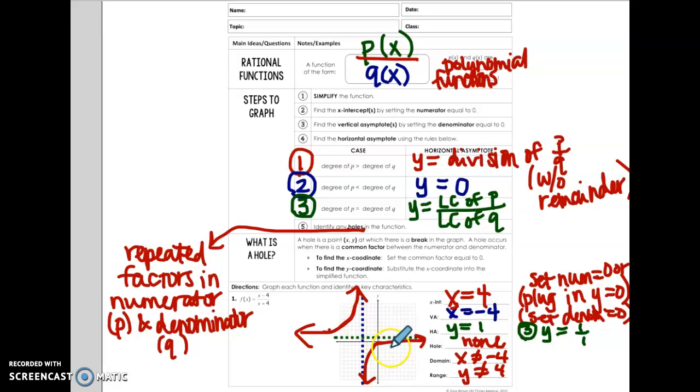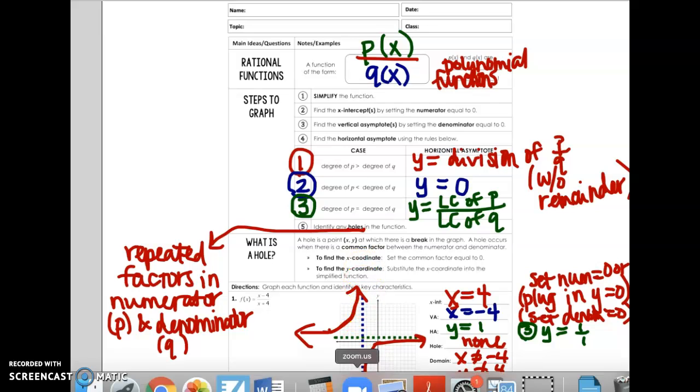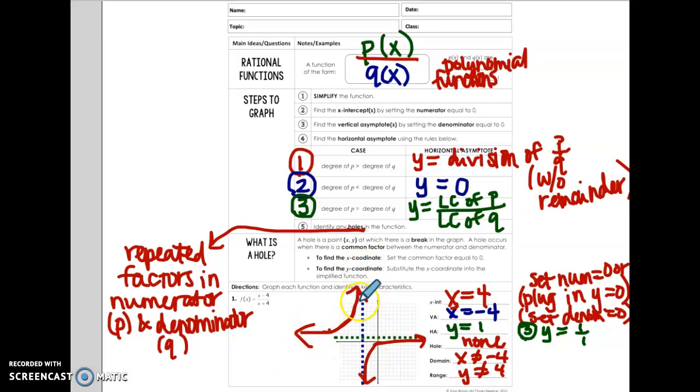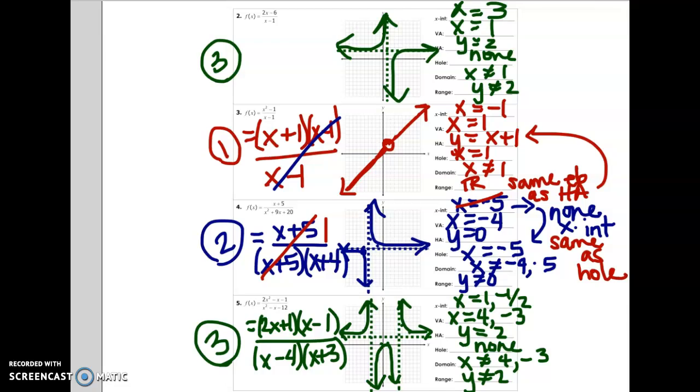Okay, and then you can jump to the calculator, just verify and make sure you're on the right track with what you're thinking about the x-intercept and the vertical asymptote. Okay, so it should look like each branch is approaching x equals -4, and then also the line y equals 1.